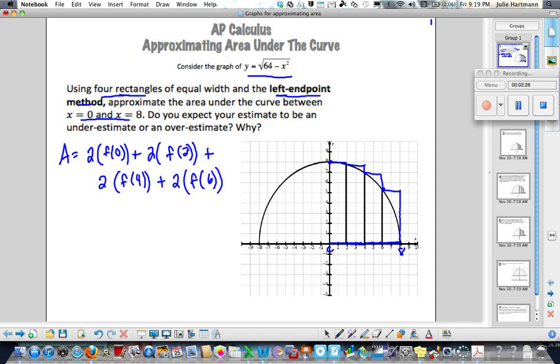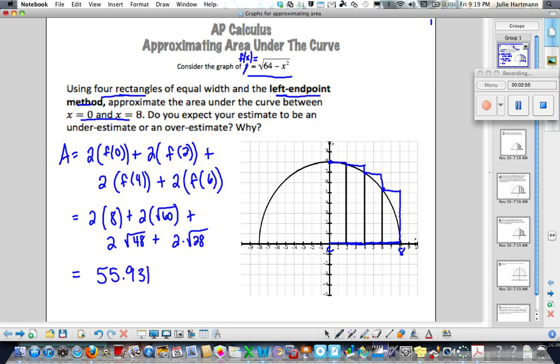Once you figure that out, if we take y and consider that our f of x, when we evaluate all of these, f of 0 is 8, f of 2 is square root of 60, f of 4 is square root of 48, and f of 6 is the square root of 28. Altogether, that gives us an estimate of 55.931.